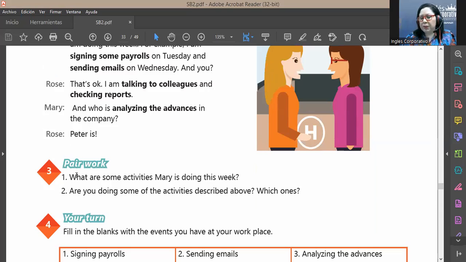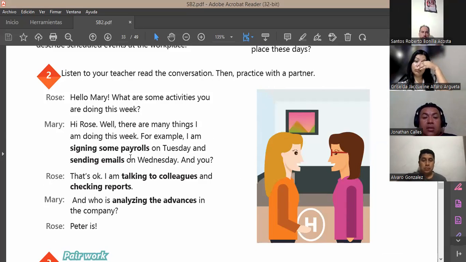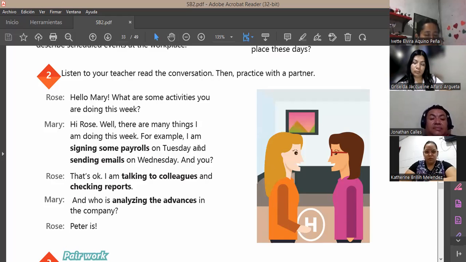What are some activities Mary is doing this week? Okay, ya vamos casi a las 15. Vamos a ver. What are some activities Mary is doing this week? She is signing some papers. All right. She is signing, firmando, signing some payrolls. Payroll. Payrolls. She is signing some payrolls. And sending emails. Right. She is signing some payrolls and sending emails. Okay, so she's doing this week.